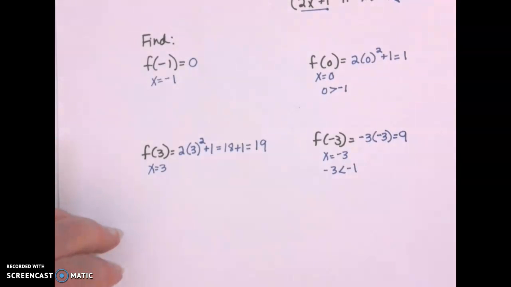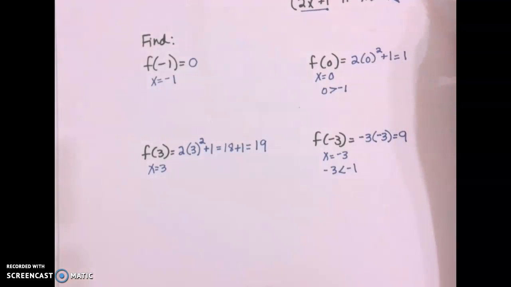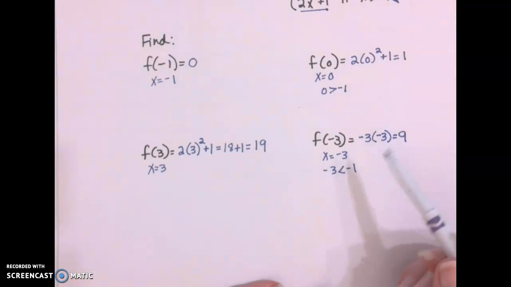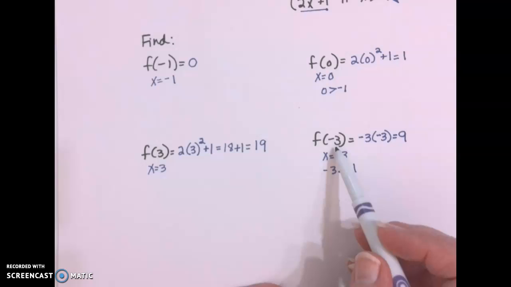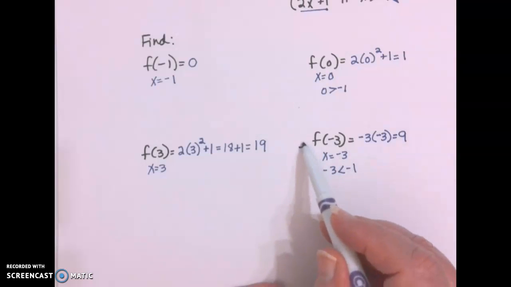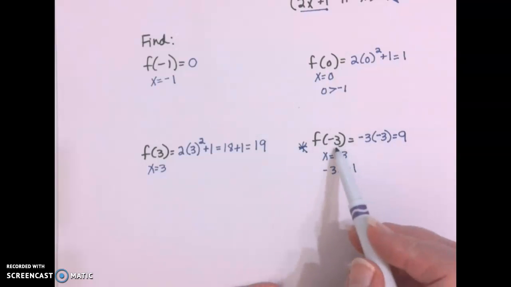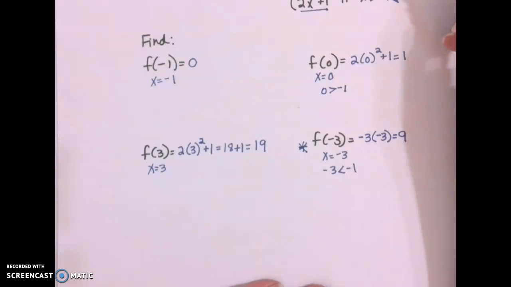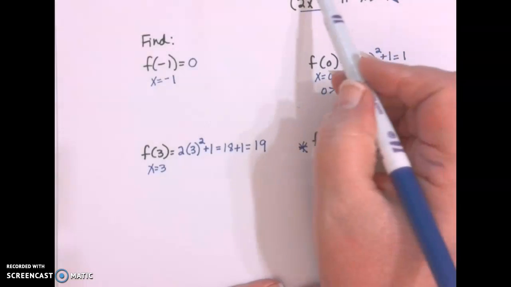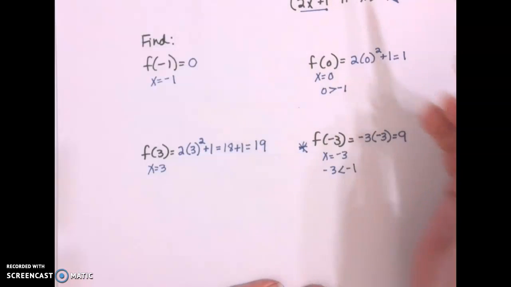So be sure with these piecewise functions that you find the right piece of the function to use in evaluating the x value that's given. So look at the x value. For example, in this example, I looked at my x value. That was a negative 3. I went up to the description. Since negative 3 is less than negative 1, this is the part of the function that I'm going to use to find my value.